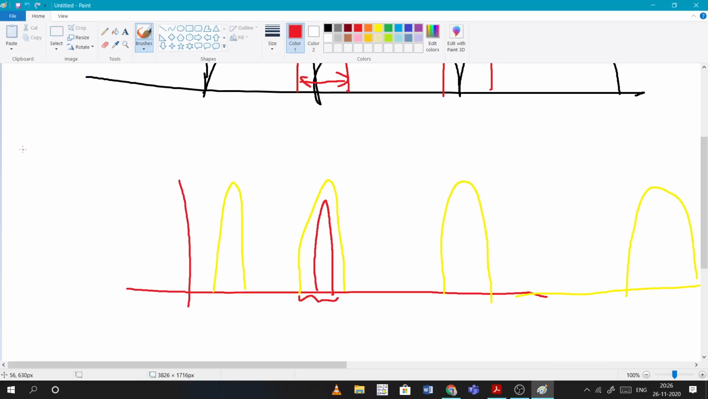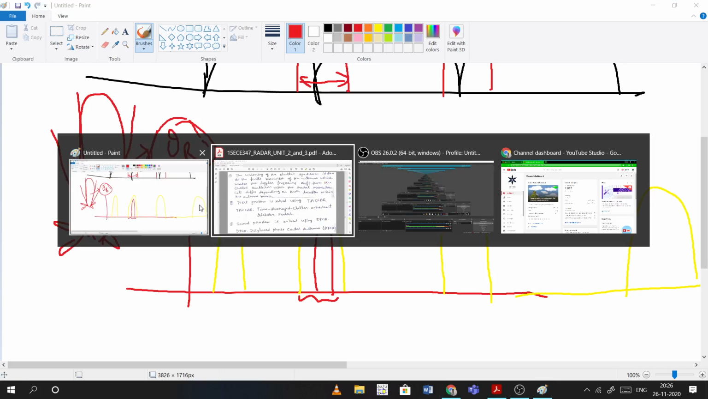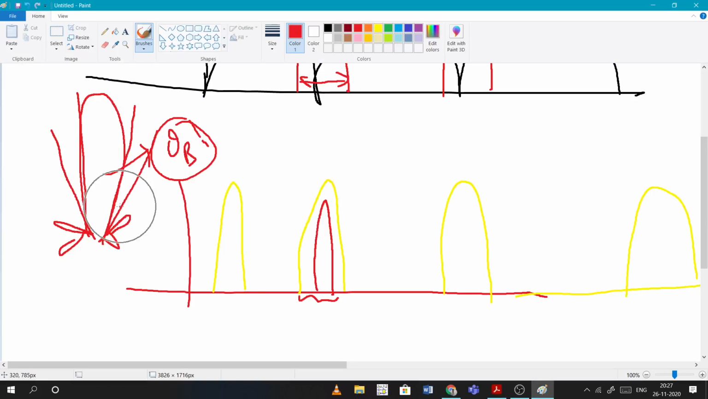So beam width is, for example, if this is the radiation pattern, then for this the beam width might be theta b. There is also one more thing, which we call the half power beam width. In layman's terms, it tells us how wide the beam is.